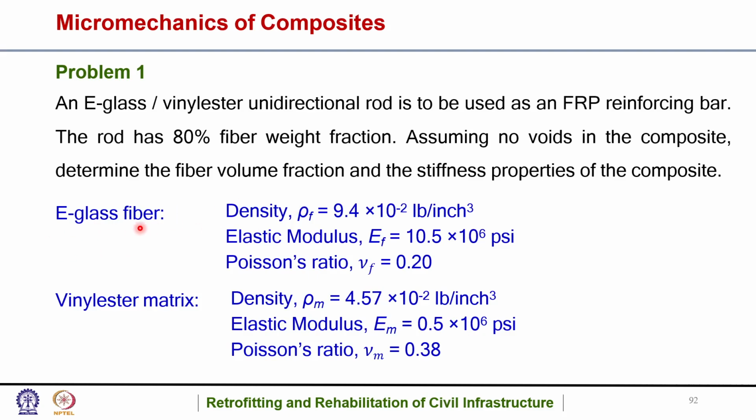Here are the properties of e-glass fiber. The density rho f is equal to 9.4 into 10 to the power minus 2 pound per inch cube. Elastic modulus Ef is equal to 10.5 into 10 to the power 6 psi. Poisson's ratio nu f is equal to 0.20. On the other hand, vinyl ester matrix has a density of 4.57 into 10 to the power minus 2 pound per inch cube, elastic modulus Em equal to 0.5 into 10 to the power 6 psi, and Poisson's ratio nu m equal to 0.38.